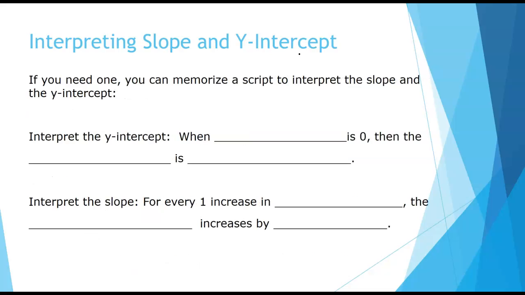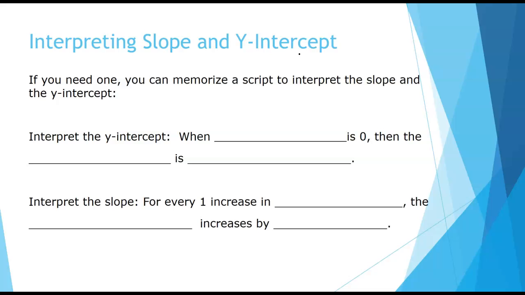If you need one, you can memorize a script to interpret the slope and the y-intercept. In order to interpret the y-intercept, you can always use this fill in the blank: when whatever the x variable is 0, then whatever the y variable is, now your y-intercept. To interpret the slope, for every 1 increase in the independent variable, then the dependent variable increases by whatever the slope is.